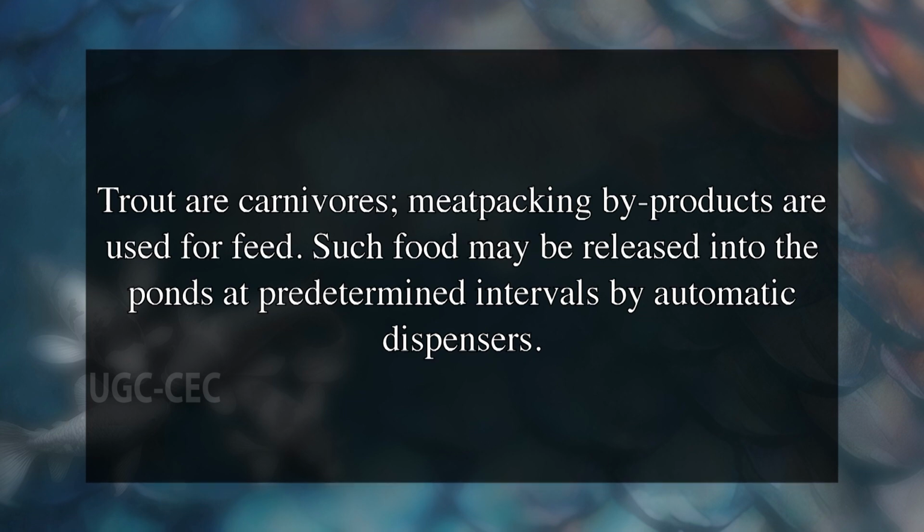Such food may be released into the ponds at predetermined intervals by automatic dispensers, though many authorities claim that trout should have as much natural foodstuff as possible and therefore should be raised in natural ponds only. In many countries, rearing is done in concrete lined ponds or concrete tanks, which are easy to keep clean and permit disinfectant application. The time necessary to rear fish and the yield per hectare depends on feeding.